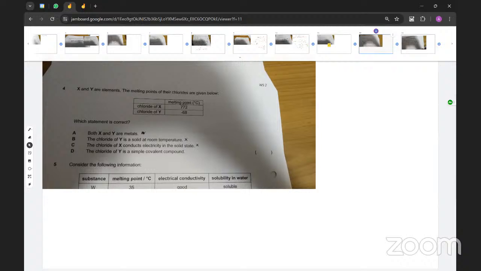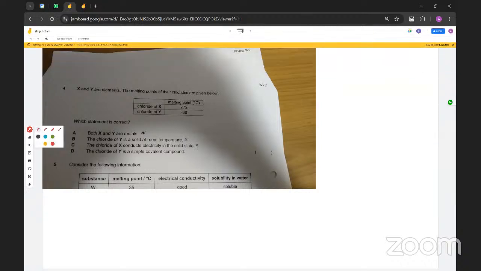Good question. Something that you should understand. Do you have an idea that chloride means something involving Cl? Just checking first. Okay. Now let's pretend that X is Na, right? The melting point of X chloride, right, is NaCl, correct? So NaCl is the chloride of Na.